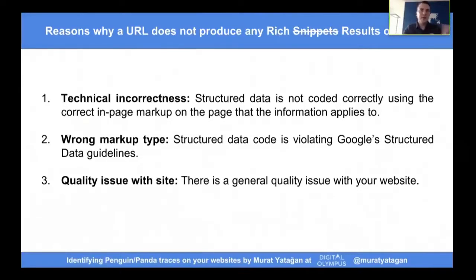The guidelines are actually split in 2 parts: the technical guidelines and the quality guidelines. And this one is mainly about the quality guidelines. The third reason is, as John mentioned, quality issues with your site. The quality issues are a general topic, so we are going to talk about what the quality issue is. But before we dive into that, I'd like to clear out all the reasons, and then I will show you the method for how you identify any traces of Panda or Penguin algorithms on your website.